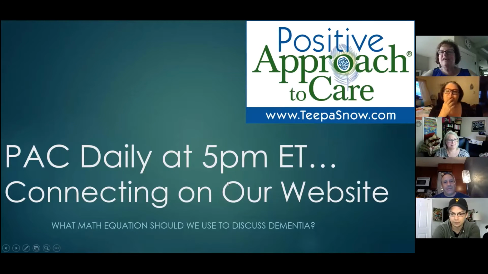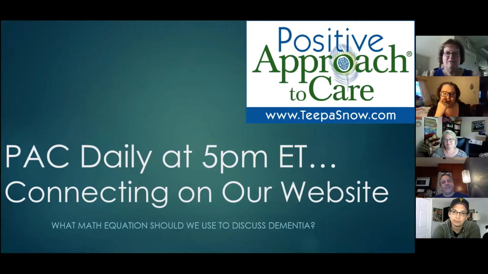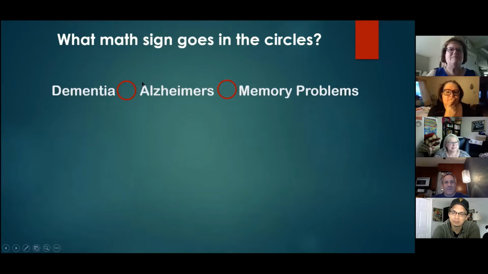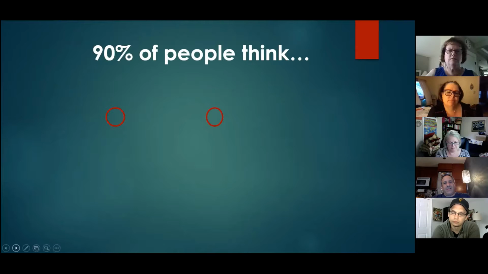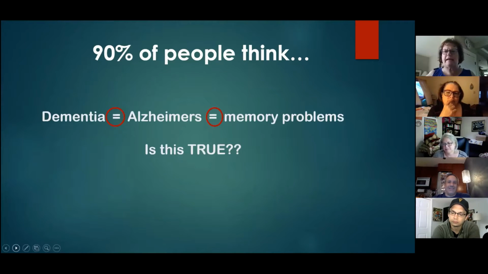All right, so today I thought we would talk about what math equation we should use to discuss dementia? And you're all going, what? So this is a thing we see all the time, right? We see that there's some kind of commonality or connection between dementia and Alzheimer's and memory problems. And 90% of people think that it should be an equal sign.